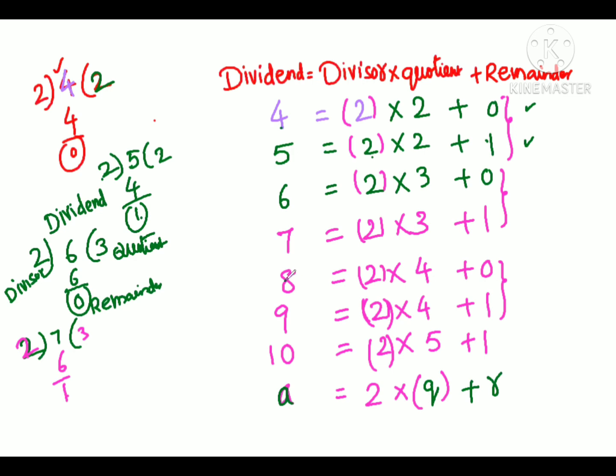So any number can be written like this: 8 can be written as 2 into 4 plus 0. 9 can be written as 2 into 4 plus 1. 10 can be written as 2 into 5 plus 0. In this way, the remainder is 0 or 1 when the divisor is 2. When the divisor is 2, remainders are 0 and 1.